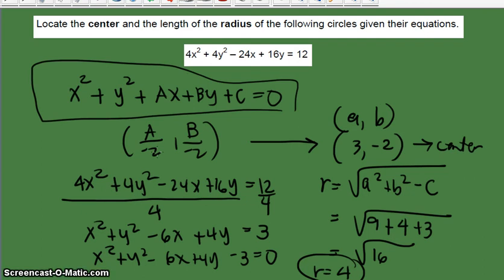And from there, we can already use the formula a over negative 2 and b over negative 2 to find the center of the circle. And for the radius, we have the square root of a squared plus b squared minus c, where a and b are the coordinates of the center and c is a constant on the given equation. That's it.